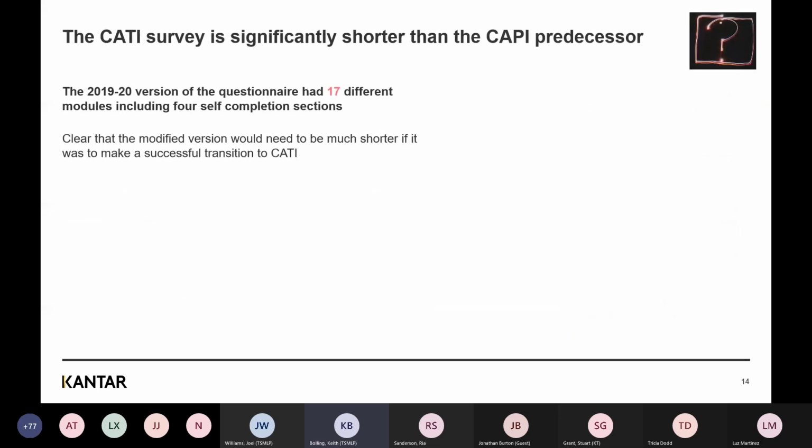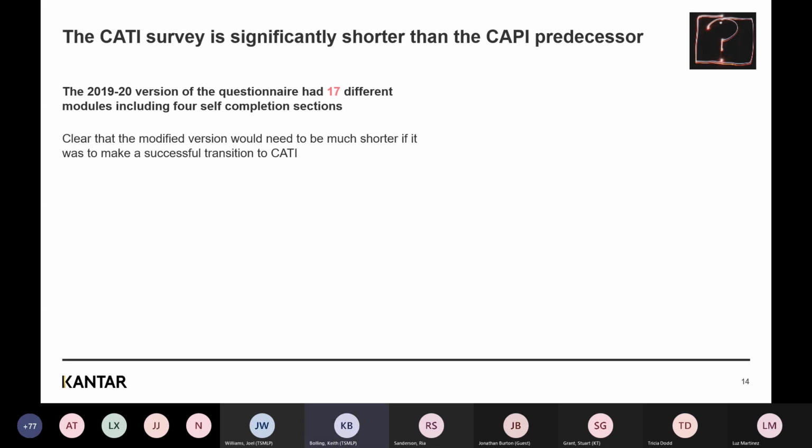As for the other changes, the CATI survey itself had to be significantly shorter than its CAPI predecessor. The most recent version of the CAPI questionnaire had 17 different modules, including 4 self-completion sections. But it was clear that the modified version would have to be much shorter to ensure a successful transition, particularly given that we were so reliant on people being willing to be recontacted again.